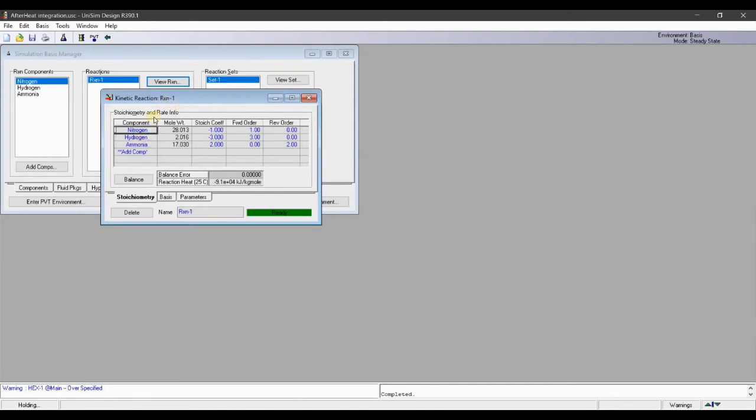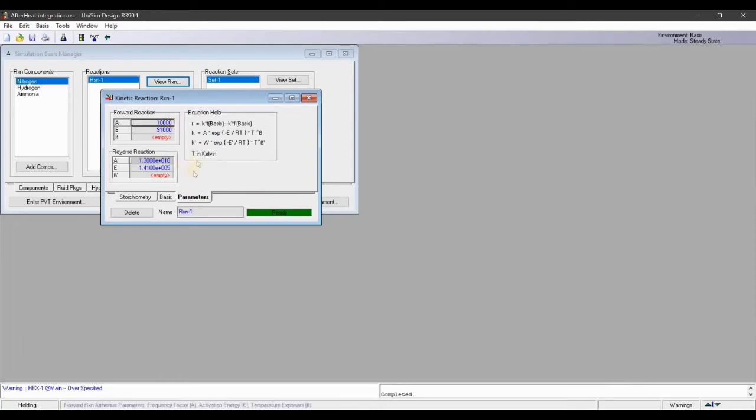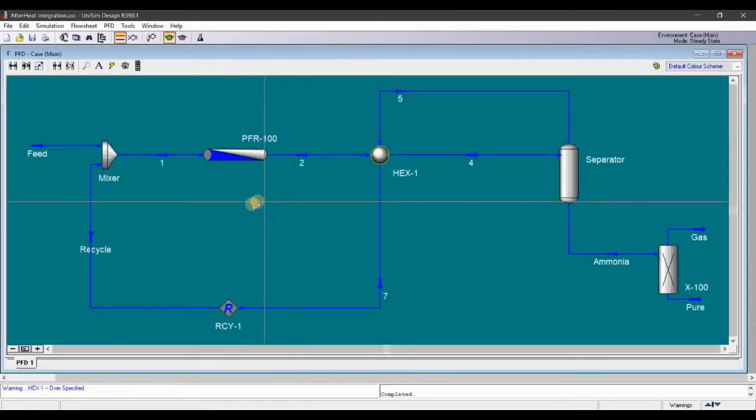In this kinetic reaction, the first part is the stoichiometry. We fill in the stoichiometric coefficients to make sure they are correct, and set the basis as partial pressure, the base component as nitrogen, and the reaction phase as vapor phase, and the reaction parameters from the document. Now we're going to return to the simulation environment.